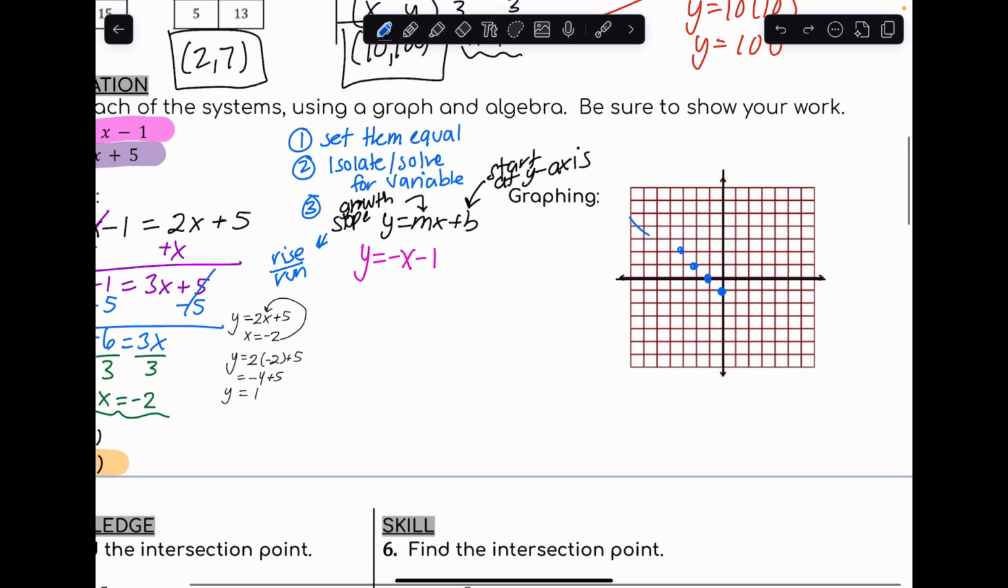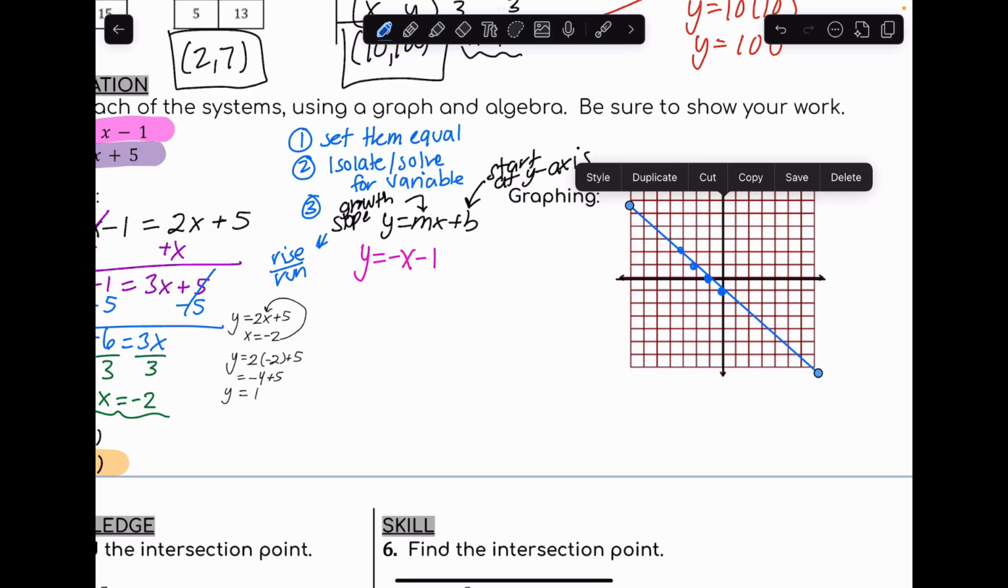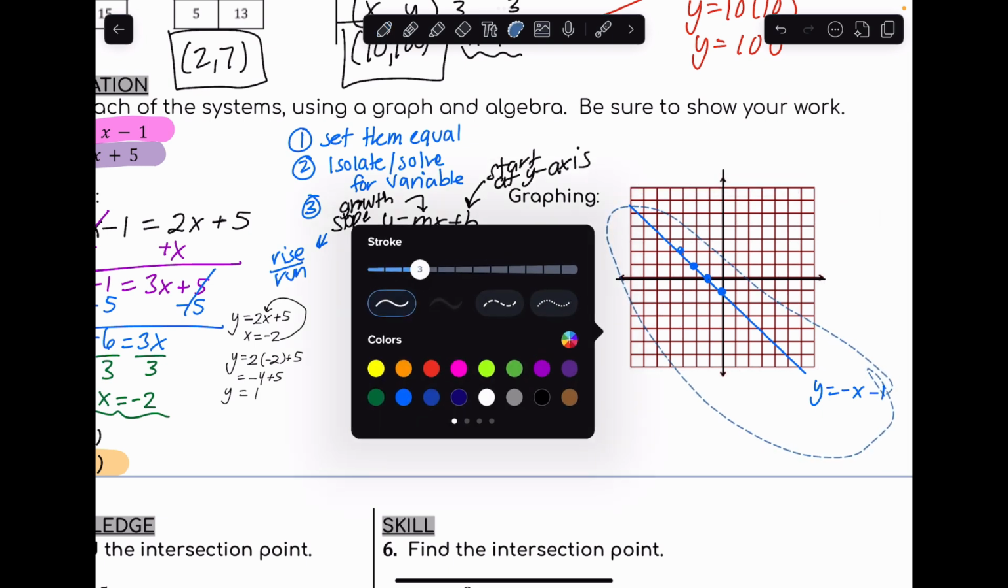So now I'm going to create a line. I'm going to try my best to make the best line here. Okay, so that's going to tell me that's y equals -x minus 1. And I'm going to change it to pink so that you know which one I'm talking about.